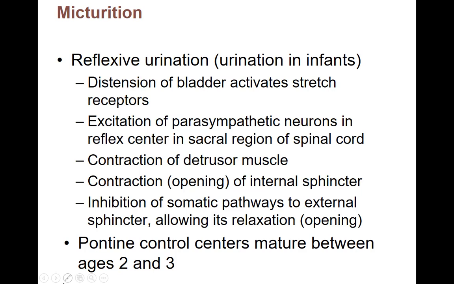Now, the part of the brain that controls that external urinary sphincter is the pons. And so we call it the pontine control center. It's the pons that controls that external urinary sphincter. Now, the part of the pons that controls that external sphincter doesn't develop until around the age of 2 or 3, which is when you generally do what with children?